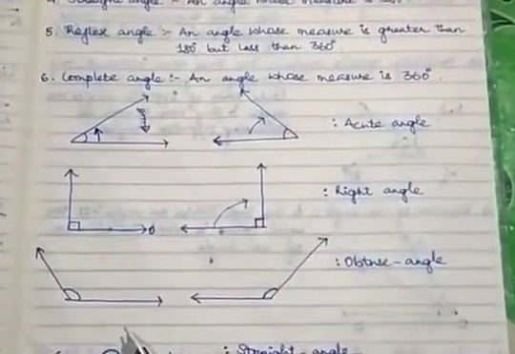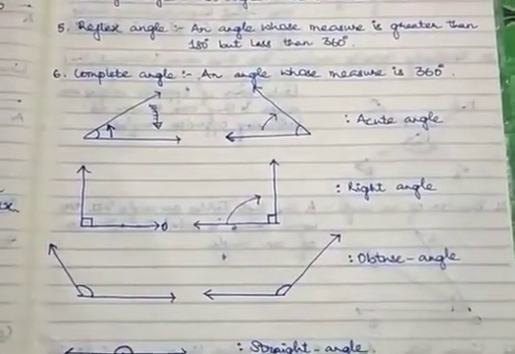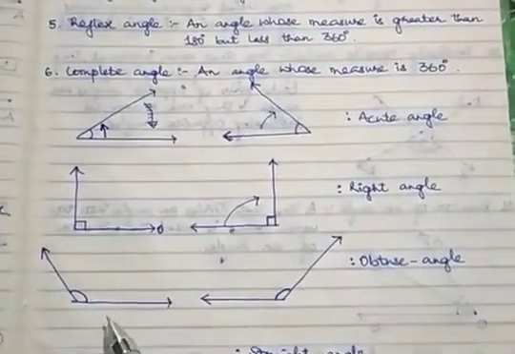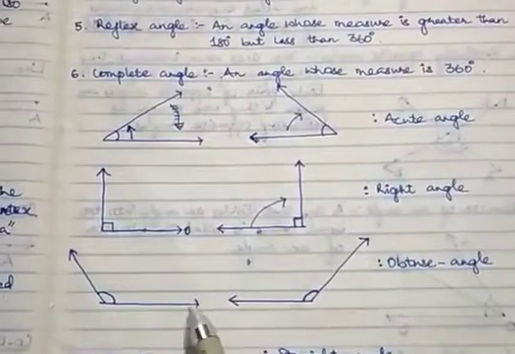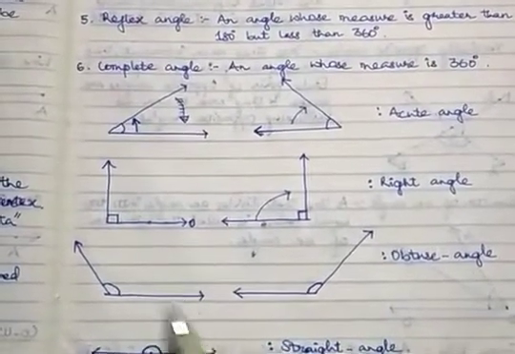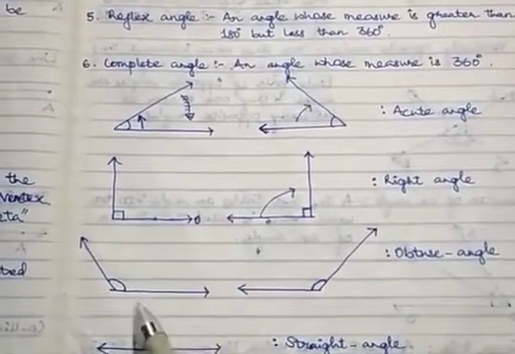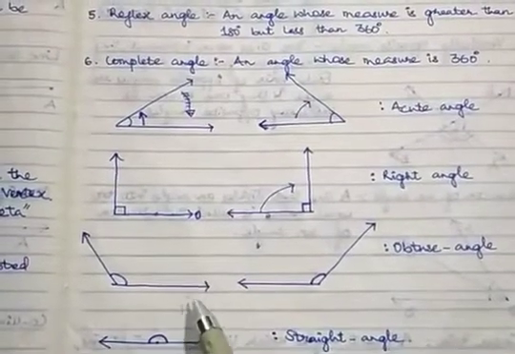Now for the obtuse angle, what we have written is: an angle whose measure is greater than 90 degrees but less than 180 degrees. Now see again, when the base arm is towards the right, the base arm is towards the right. What happens when the base arm is towards the right?